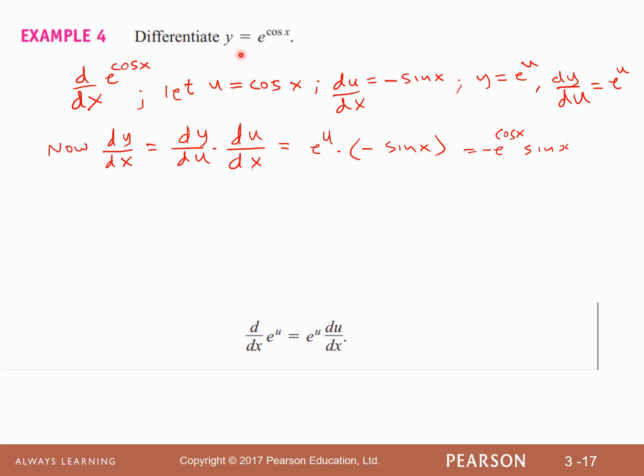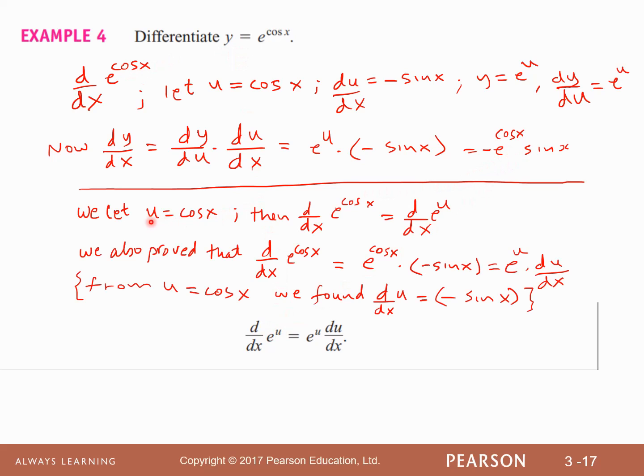Now we have to prove this part, so we're going to use this result also. So just watch it. We let u equal to cosine x. Then d by dx of e to the cosine x is equal to d by dx of e to the u, because we said u equal to cosine x over here. I repeat it over here for convenience. So we have d by dx of e to the u, which is the left hand side. So let's keep in mind the left hand side. Let's try to derive the right hand side.